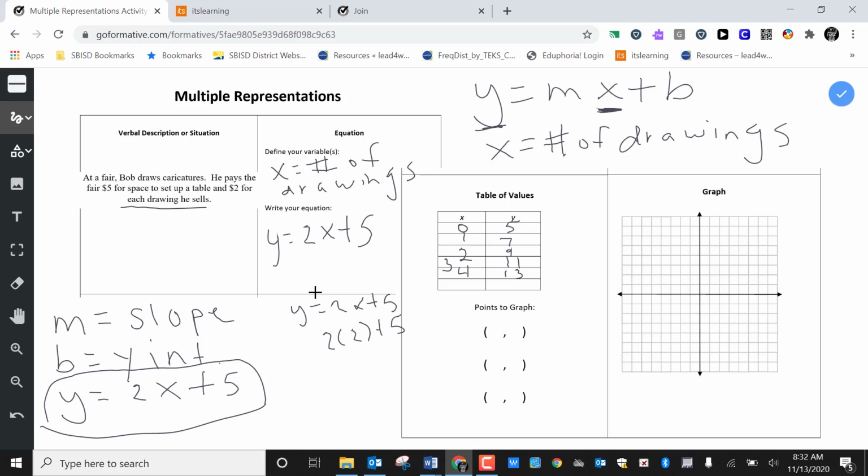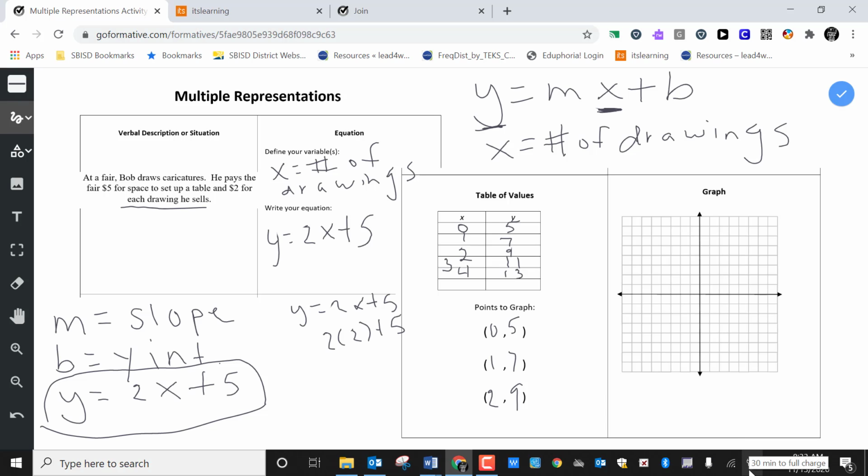So I'm going to pick some points to graph. Let's say I want to graph (0, 5), (1, 7), and (2, 9). So for (0, 5), I'm going to go over 0. Let's see, this goes 1, 2, 3, 4, 5, 6, 7, 8. We'll just count by ones on my x's and my y's. Sometimes you're going to have to count by different intervals in order to be able to graph your points. But here I can do (0, 5).